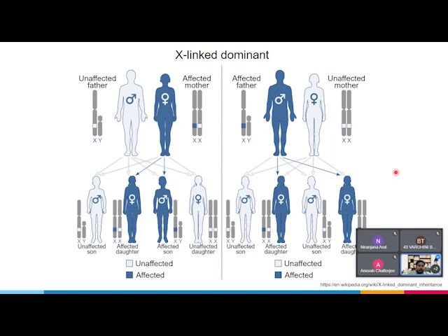But in the case of an affected father, the sons do not receive any X chromosome from the father, so all the sons are unaffected. But the daughters always receive the X chromosome from the father, and they will be directly affected by the disease. So 100% of the daughters are affected and none of the males are affected.